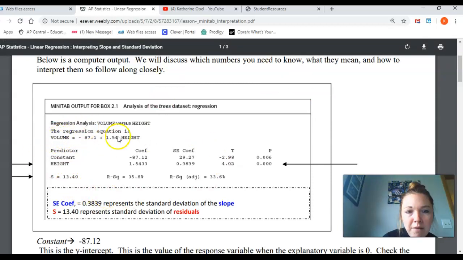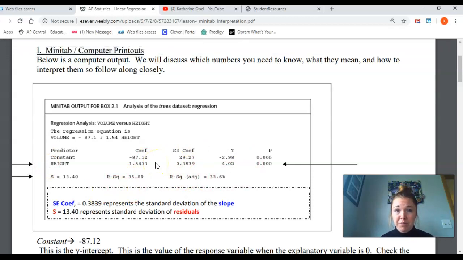Now, I don't believe that they will give you this, because they're going to want to make sure that you know, based off of a Minitab output right here, that you can come up with the equation. We know what these values mean. And if you've forgotten, the constant will always be your y-intercept, and the number right below that, that word right there, that's your x variable. So in this case, our x variable is our height, and our y variable is our volume.